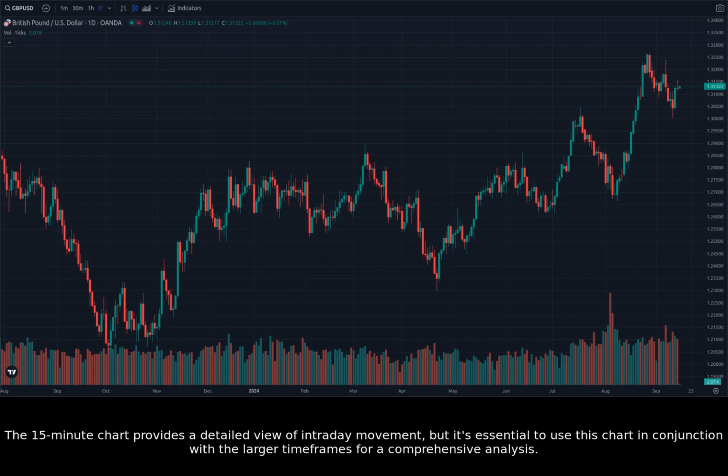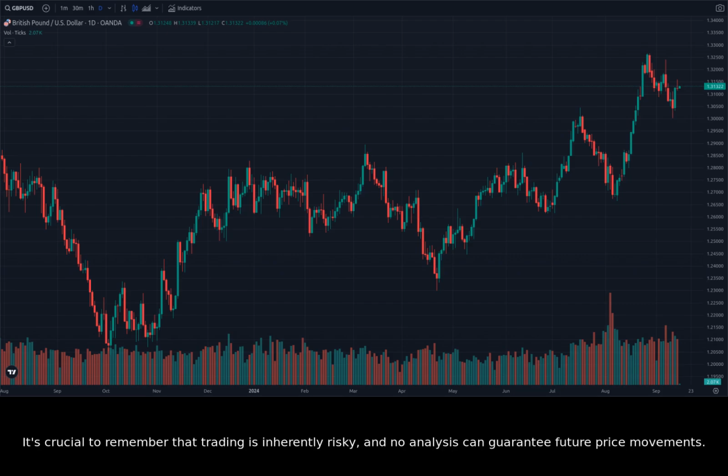The 15-minute chart provides a detailed view of intraday movement, but it's essential to use this chart in conjunction with the larger timeframes for a comprehensive analysis. It's crucial to remember that trading is inherently risky, and no analysis can guarantee future price movements. The news events discussed today are significant drivers for GBPUSD, but the market can be unpredictable. Therefore, it's essential to manage your risk effectively and avoid emotional trading.